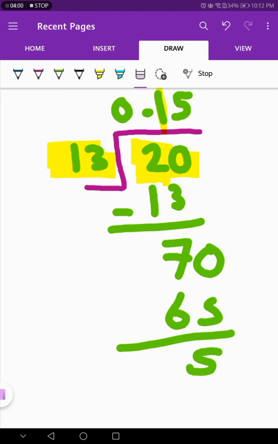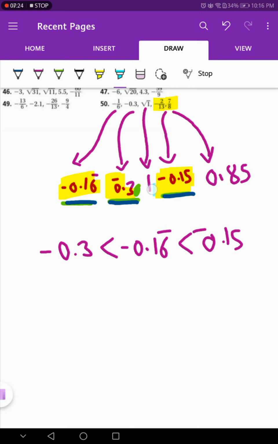Okay, now we move to the positive. Which is greater, 1 dollar or 1 riyal or 85 halala or 85 cent? Yes, the greater is 1, so we write here 0.85 and the 1 is here.